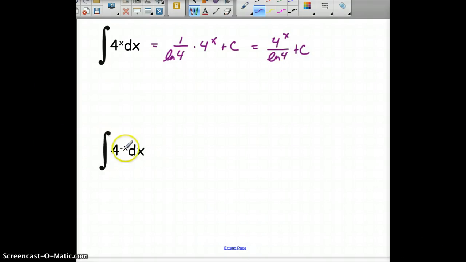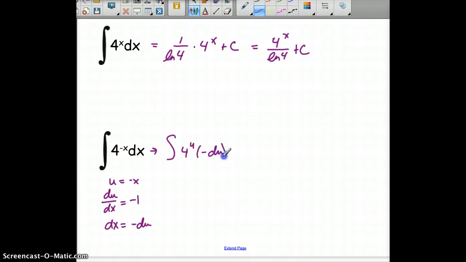But what if the exponent is more than just x? Then you have to choose your u as the exponent, take the derivative of u. So it's like doing a u substitution, you just follow the same steps. Solve for dx, and then substitute. So we've got the integral of 4 to the u, and then times dx, which is negative du. Pull that negative out in front, and then we have negative integral of 4 to the u du.